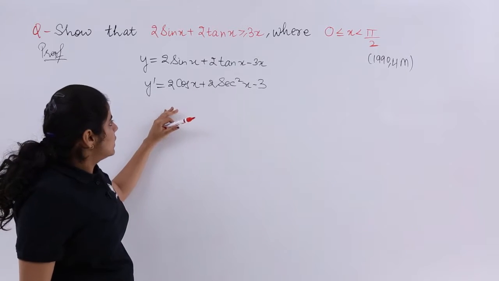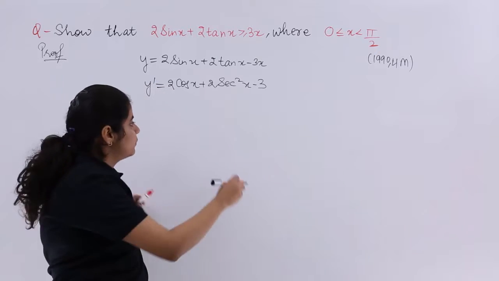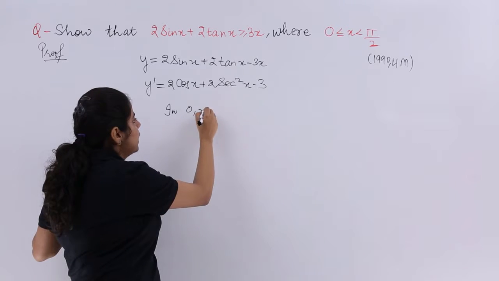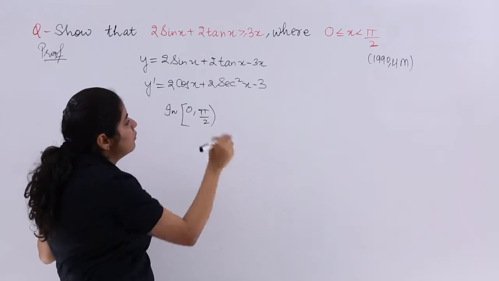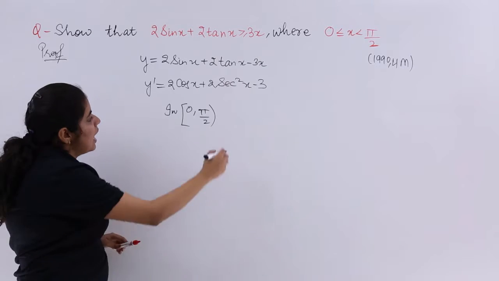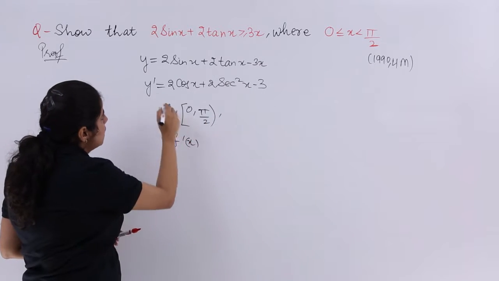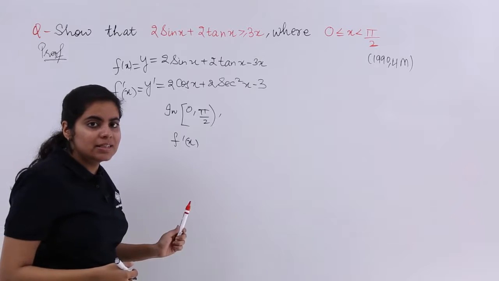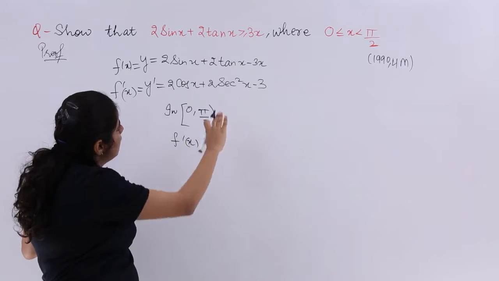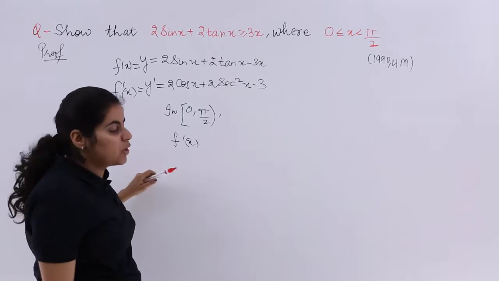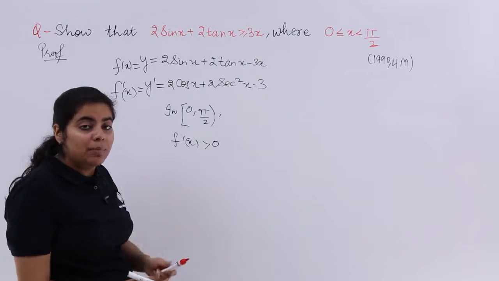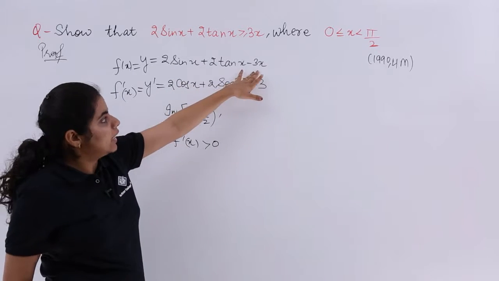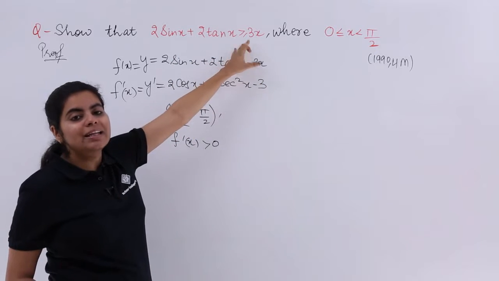Now you see that in the 0 to pi by 2 interval, where pi by 2 is not included while 0 is included, what value do I have for f dash x, which is nothing but y dash? Is it greater than 0? Is it less than 0? Definitely, since these are all positive, it will be greater than 0 only. But still, in order to check it fully, I have to prove it for y, because minus 3x was not there; it should be greater than or equal to 3x.